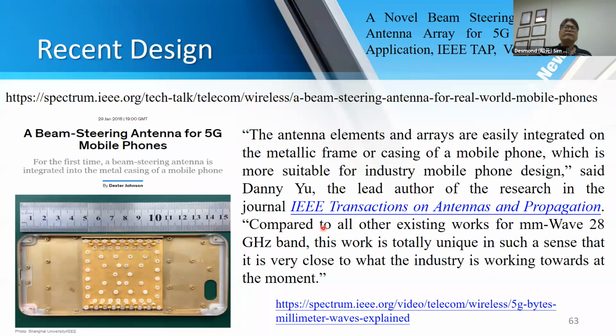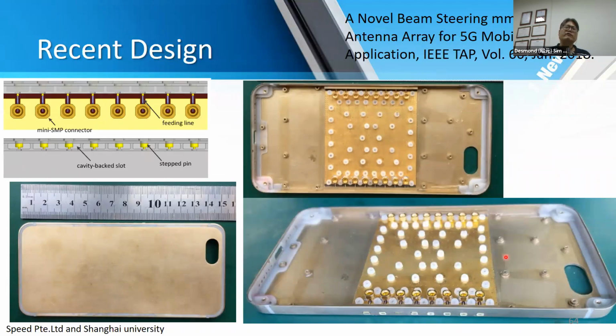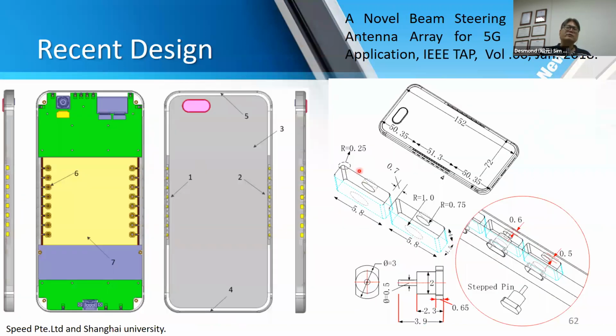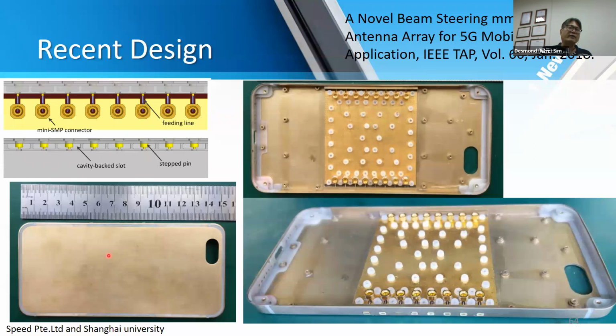As you can see right now, this work is totally unique because this is exactly what the industry is working towards at the moment. You can also read this report in here from IEEE Spectrum. Here are some of the pictures that we have shown in the paper. The most important thing is that you don't see the antennas in here. The reason is that we have dug some cavity slots in here, and because it's a slot, we have to use some kind of silicone gel to fill it up, so you're not going to see it. You can only see the white stuff in here.